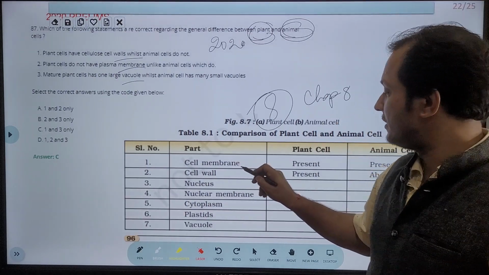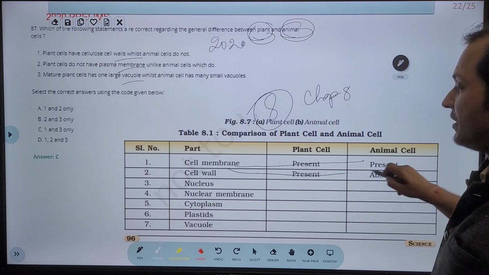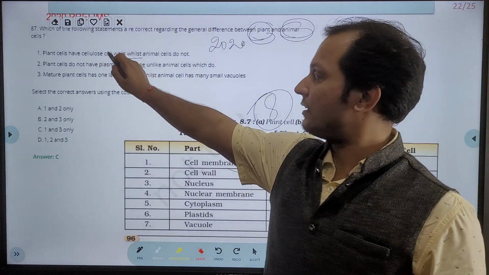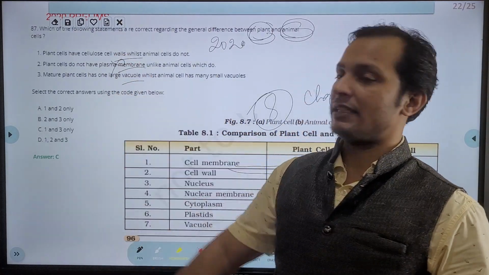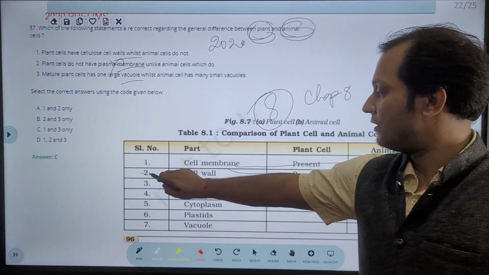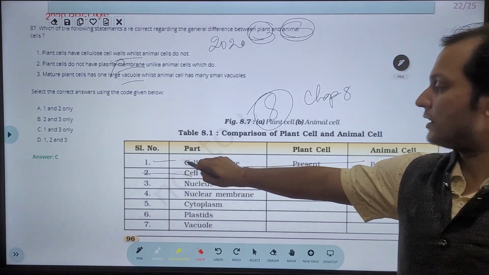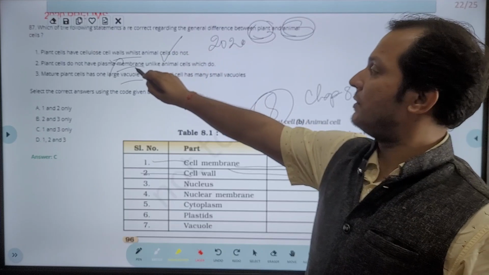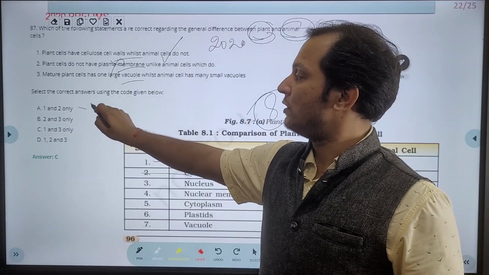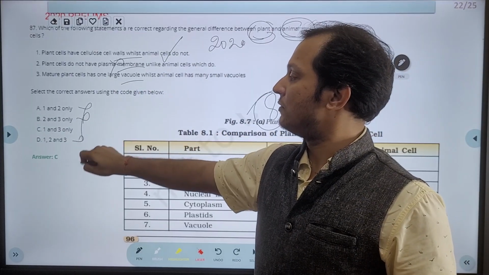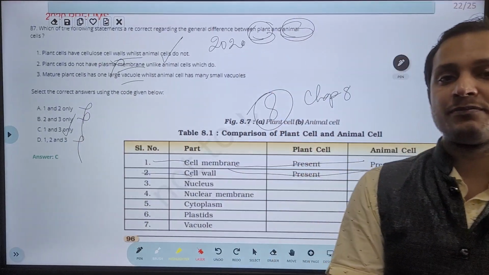And using these two facts which are mentioned in the NCERT, you can easily answer this question, because this statement will be incorrect if we follow these two statements. This will be the correct statement, this will be the incorrect statement. So if we remove 2, we'll get the answer 1 and 3 only.